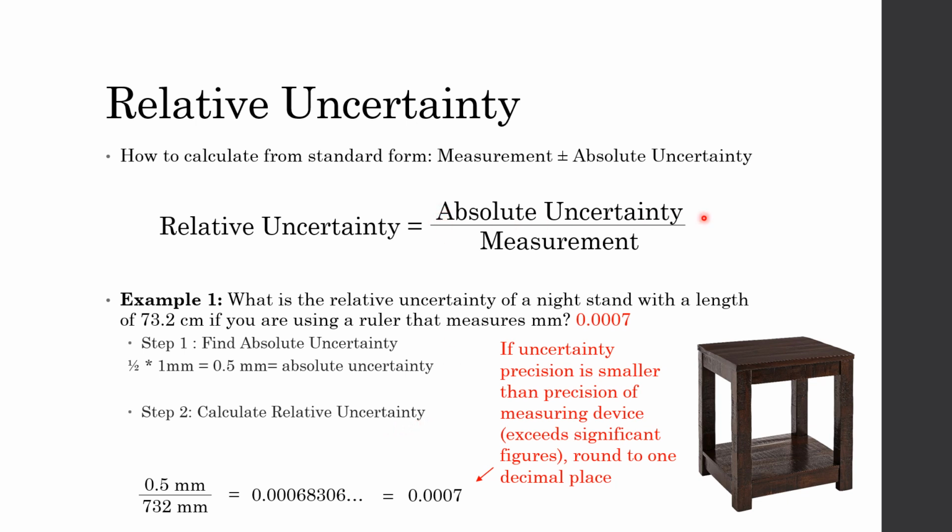The only thing left to do is to calculate the relative uncertainty, and the way that we do that is we divide the absolute uncertainty by the measurement. As we talked about in step 1, the absolute uncertainty is 0.5 millimeters. The measurement in millimeters is 732 millimeters.